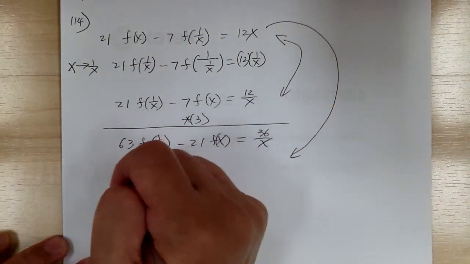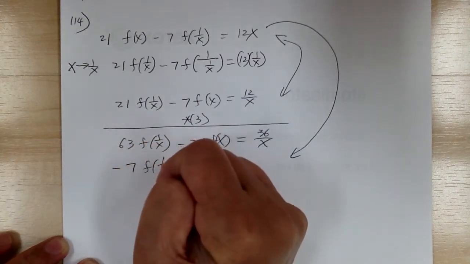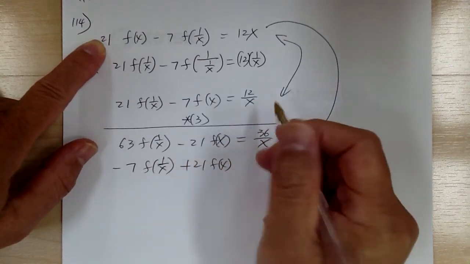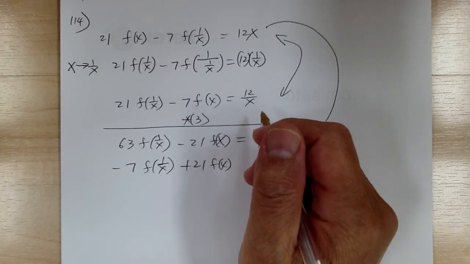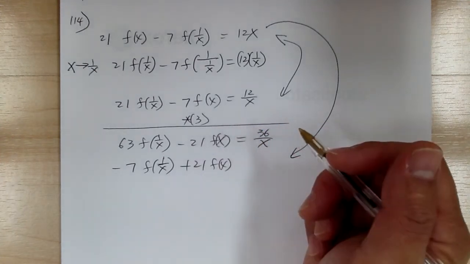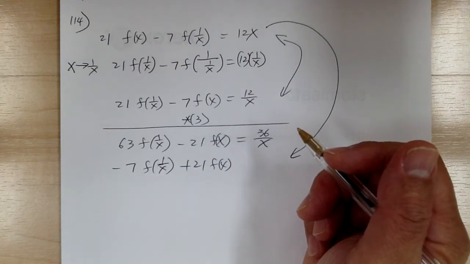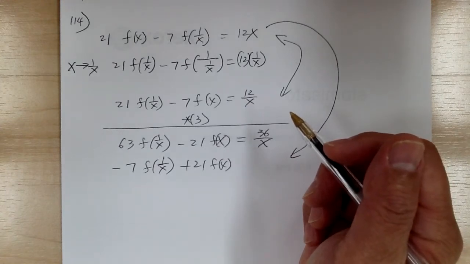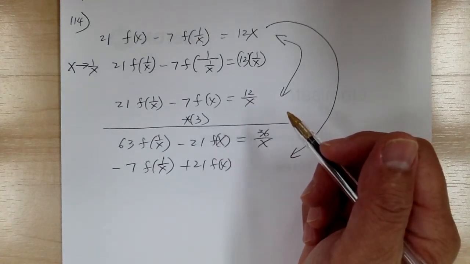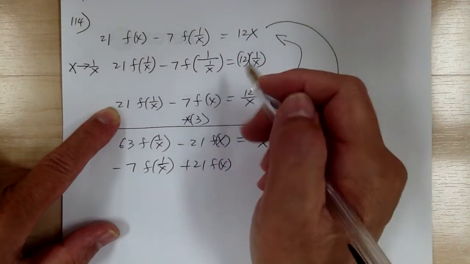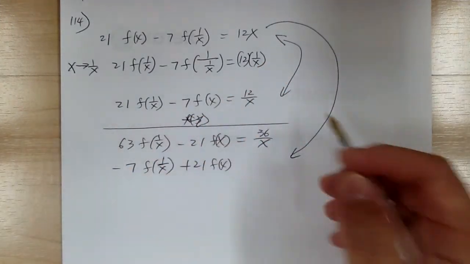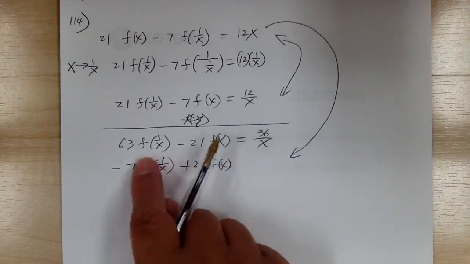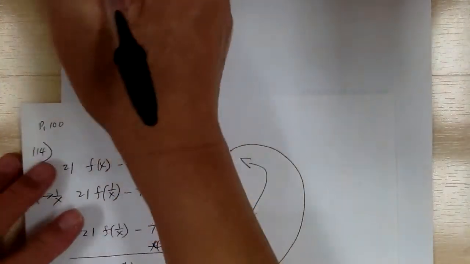So I get minus 7 f of 1 over x plus 21 f of x. And now let's not multiply this by 3. Hold on. Let's start it over, because right now we end up eliminating the f of x, and we don't want to do that. We want to eliminate this one instead. So let's start it over.